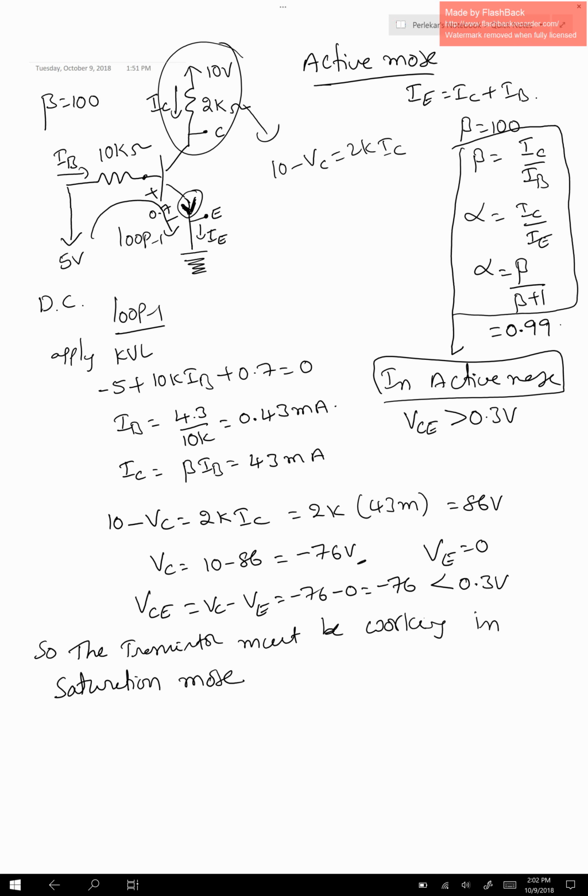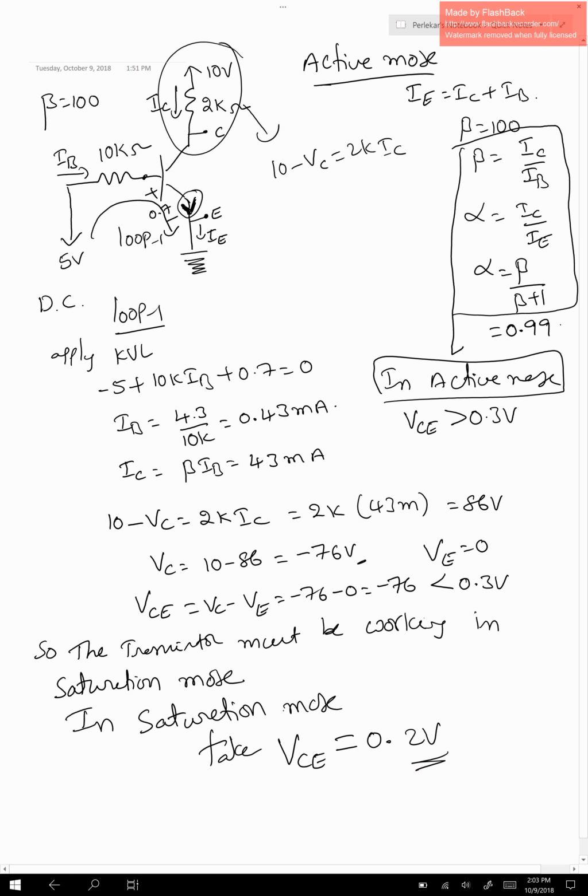In saturation mode of operation, the only thing we're going to take is VCE approximately equal to 0.2 volts. So in saturation, take VCE equal to 0.2 volts. That's how we're going to proceed solving the example.